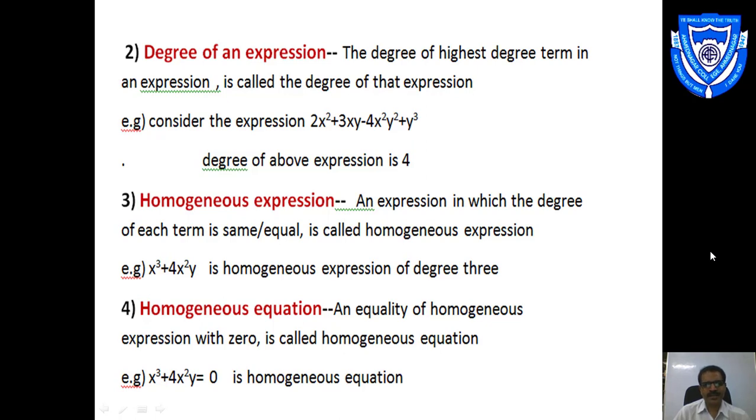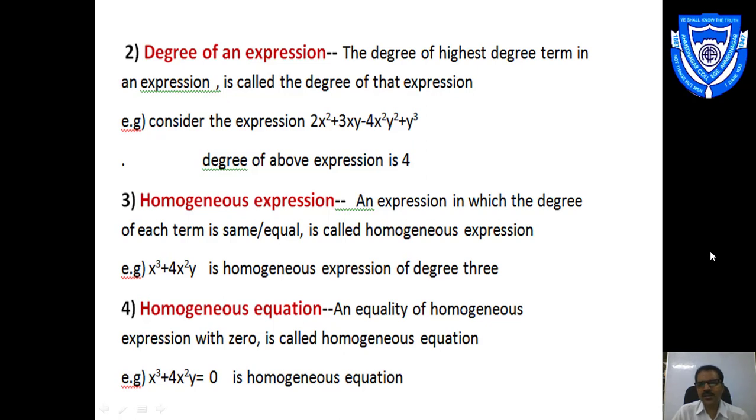For example, consider the mathematical expression 2x square plus 3xy minus 4x square y square plus y cube. Now in this mathematical expression, the degree of first term is 2, degree of second term is 2, degree of third term 4, degree of fourth term is 3.